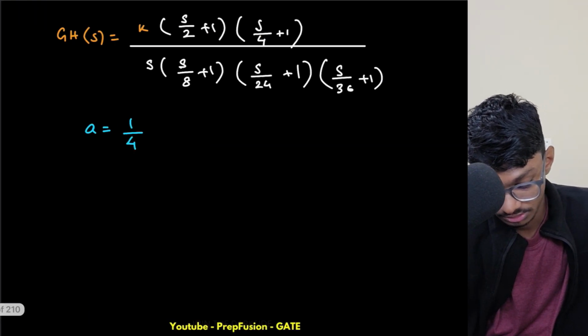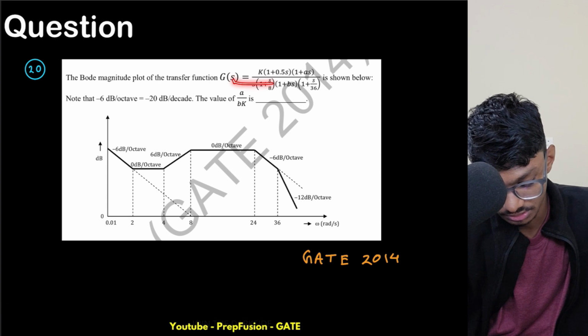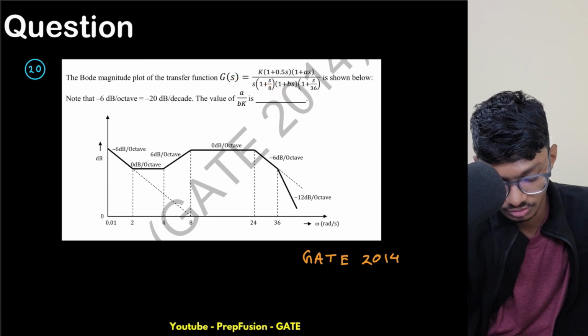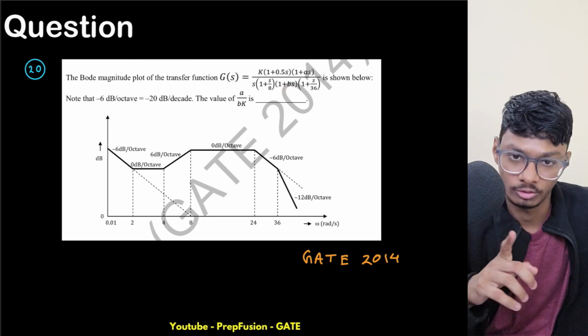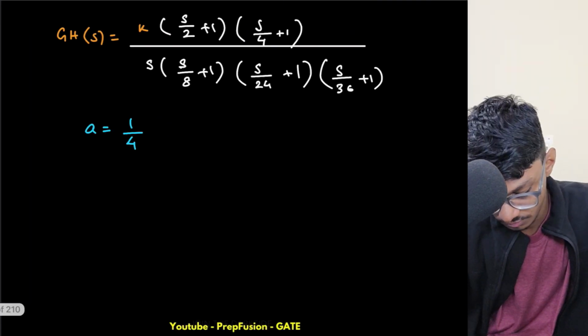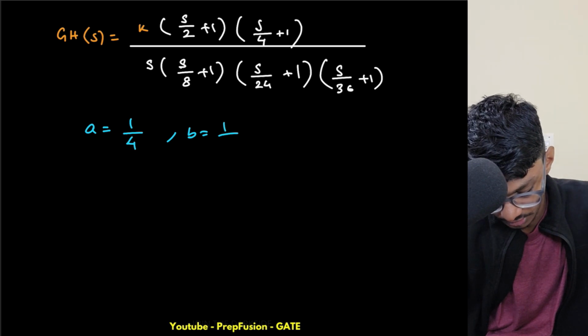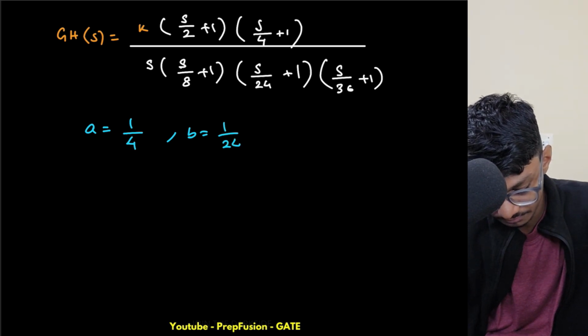Next, this 1 by 8 is given, fine. This pole is also given. This B is not given. 36 is given here, but this 24 isn't given. So my B is equal to 1 by 24, not 24. So B is equal to 1 by 24. That is fine. Okay, all these things are fine.